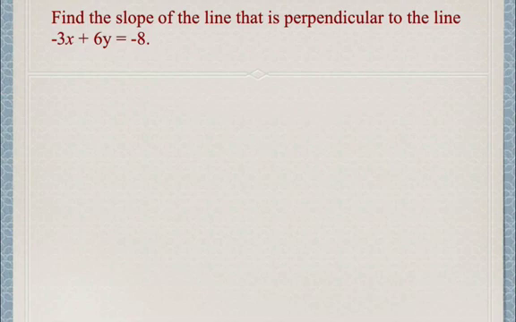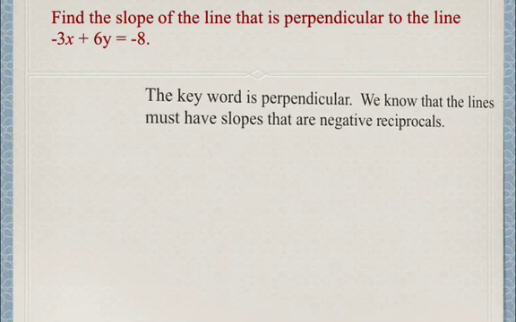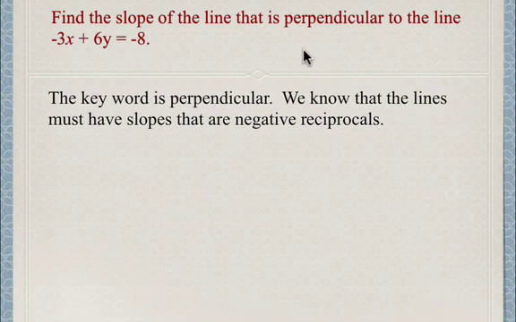In this case, we're asked to find the slope of the line that is perpendicular to the line negative 3x plus 6y equals negative 8. So we're given the equation of a line, and we have to find the slope of the line that's perpendicular to it. And what we have to key on in this question is this word, perpendicular. So perpendicular is the key word here.